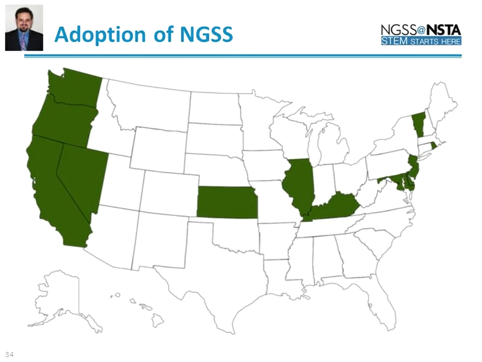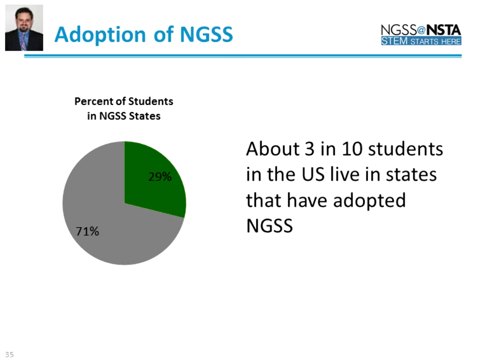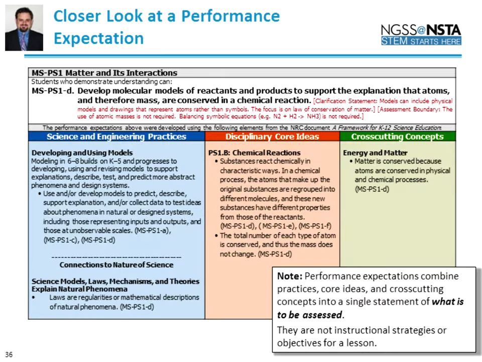And at this stage, and we all should give a little shout out for my home state, New Jersey, which adopted NGSS just last week, we now have 12 states plus the District of Columbia, I like to refer to it as a baker's dozen, that have adopted it. And that represents 29% of the students in the country. So 3 in 10 students right now live in a state that has adopted NGSS. The numbers continue to grow.